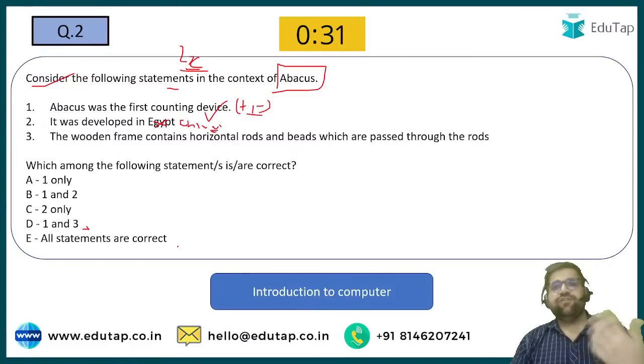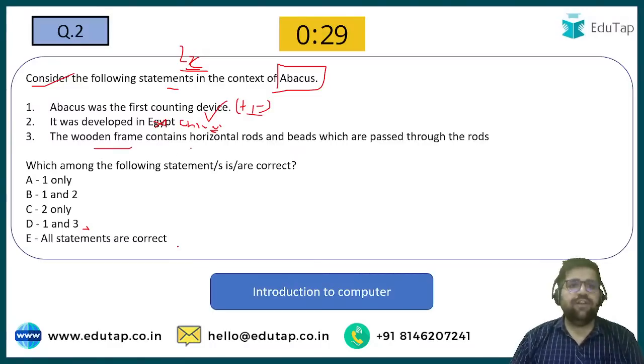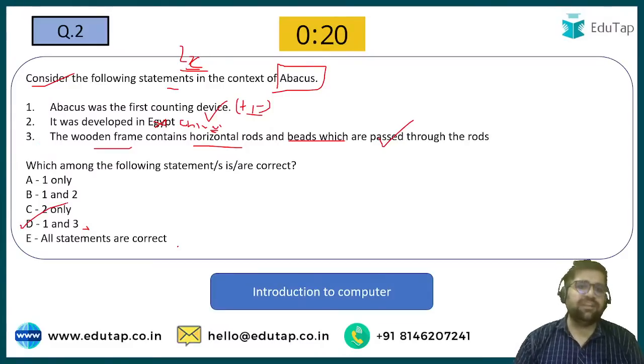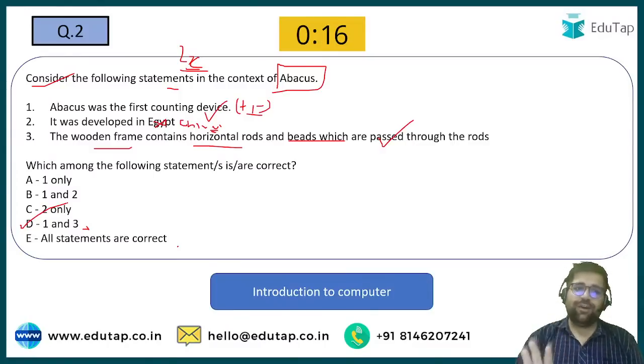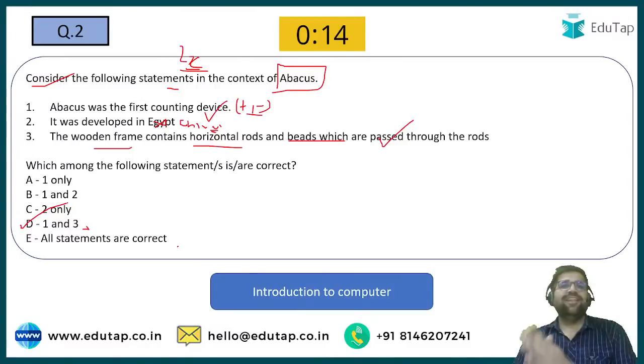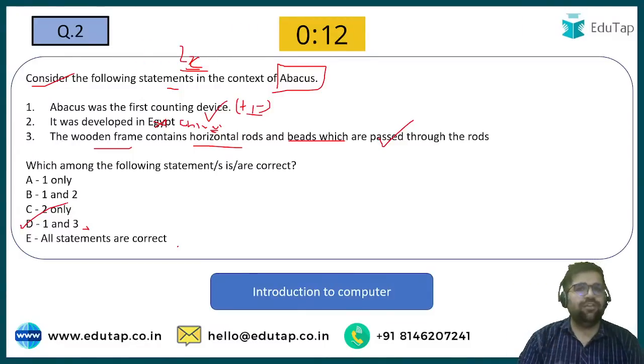So everything which is first, you have to remember it. A wooden frame concept of horizontal rows and beads, this is a very general statement. So only statements 1 and 3 are correct. So the answer should be option D. Those who have given the answer as option E are not going well, but those who have given the answer as D, kudos to them, they are on the right track.